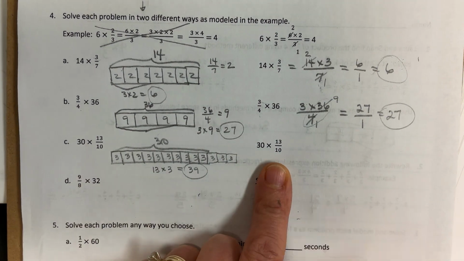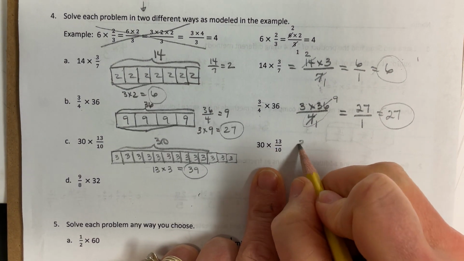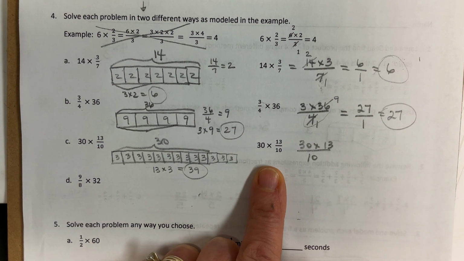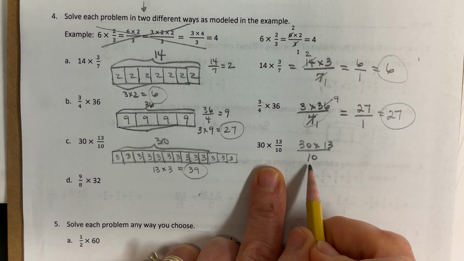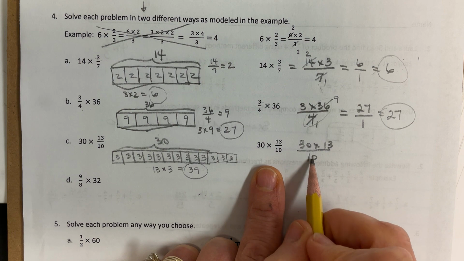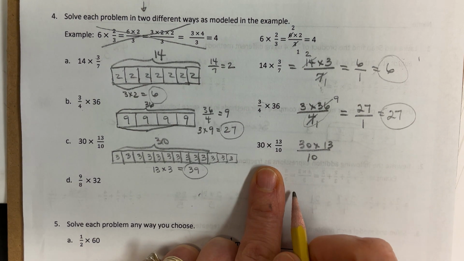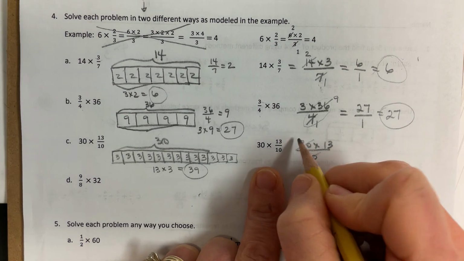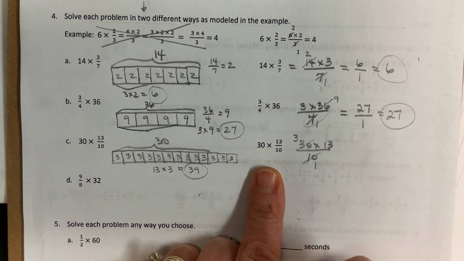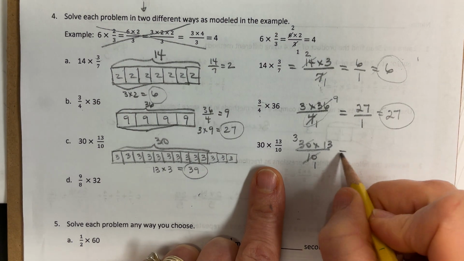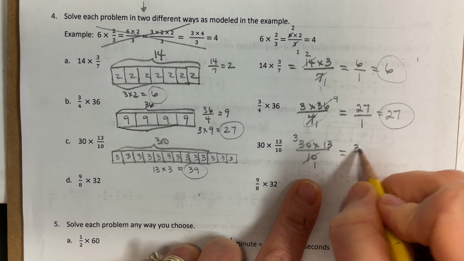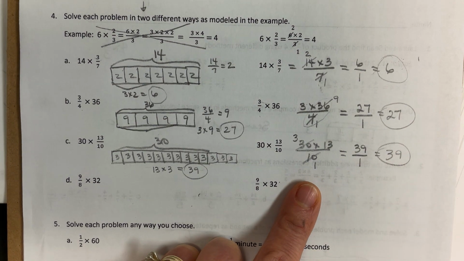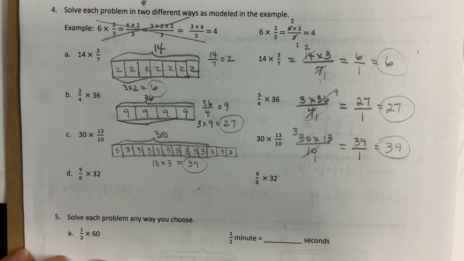Let's look over here at the math. Here we would have 30 times 13 in my numerator. 10 is in the denominator. Okay, notice I can simplify these two numbers because I know 10 goes into 30. So I'm going to simplify 30/10 as 3 whole, 3 over 1. So notice when I do the math, 3 times 13 is 39. Same answer. Okay, next one.